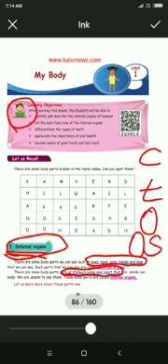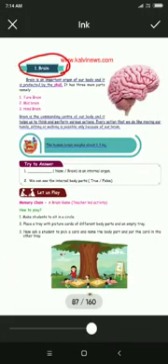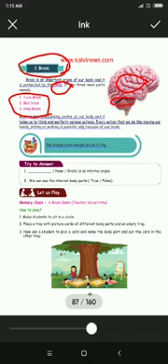For internal organs, first we will learn about the brain. The brain is an internal organ of our body and is protected by the skull. It has three main parts. The brain is a very important organ in our bodies. One is the forebrain, another name is cerebrum; second is the midbrain, cerebellum; third is the hindbrain, medulla oblongata.